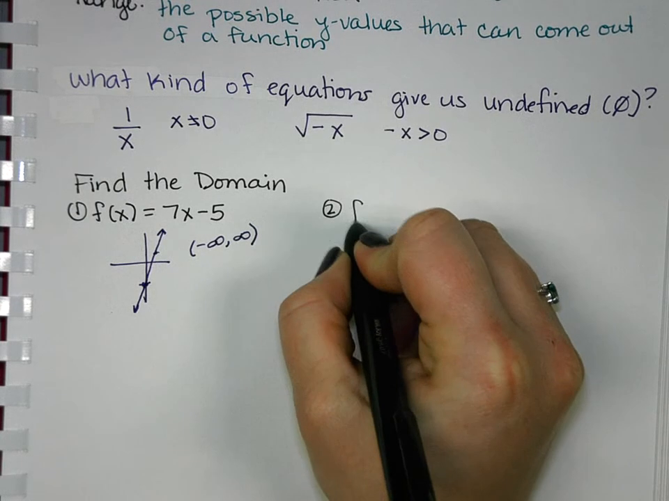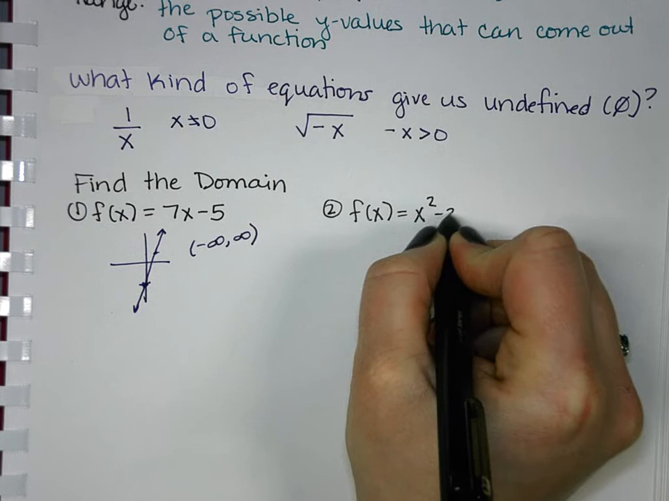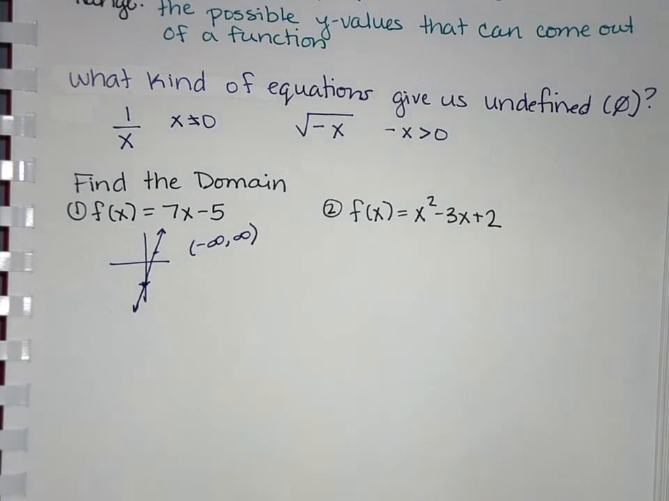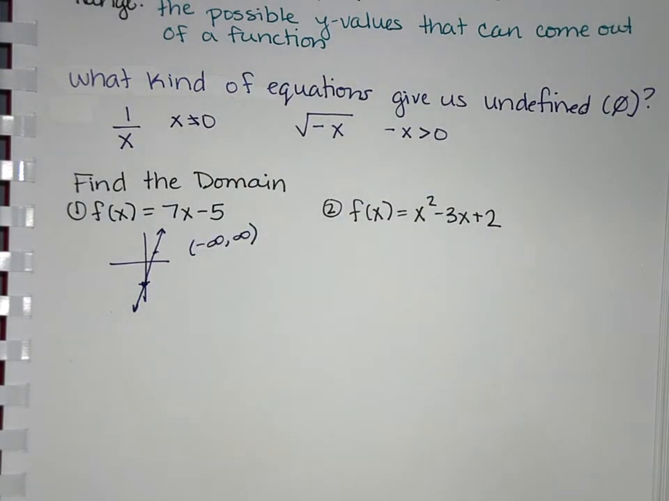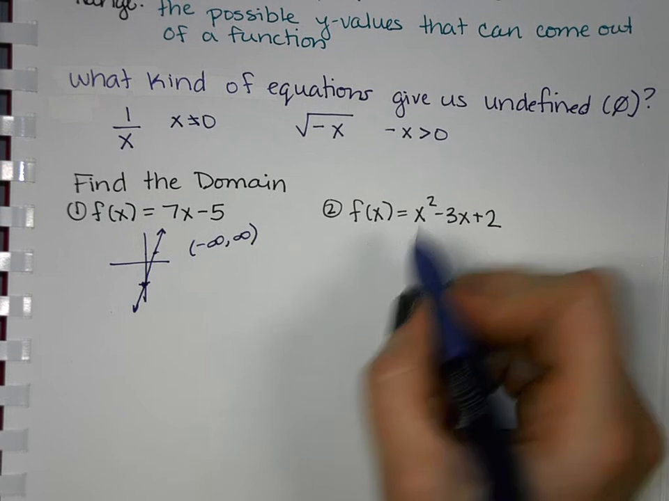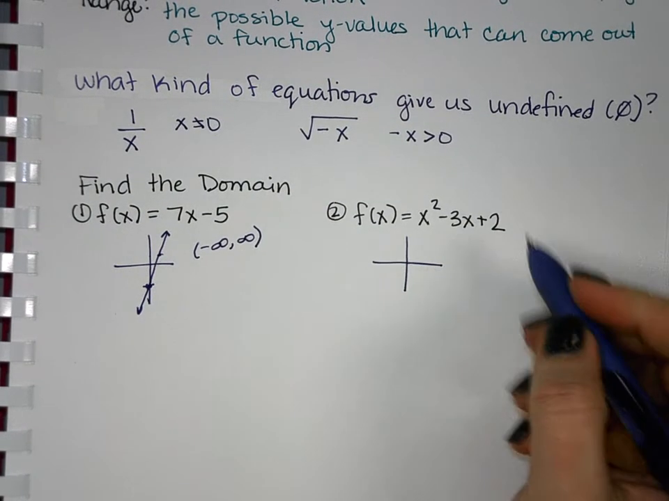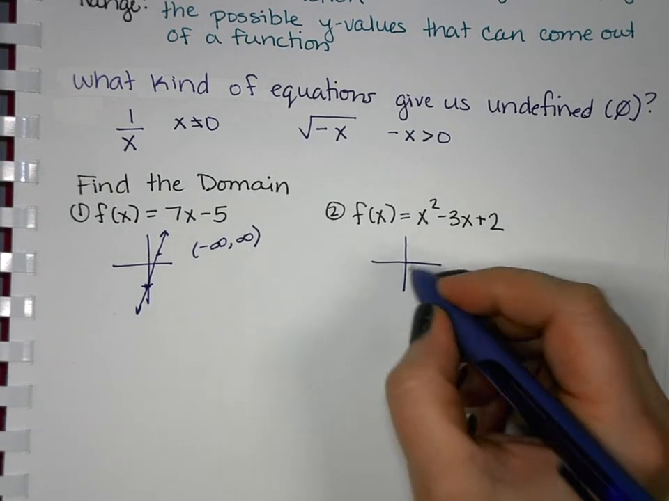For this next one, again, I'm going to start by asking what kind of equation I have. Do I have either of my two cases where I could possibly restrict my domain? In looking at this, I see I have a quadratic. Quadratic's a U shape. If I were to roughly sketch this, I know I'm going to have a y-intercept at 2.